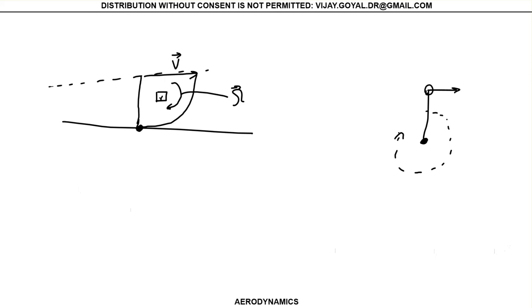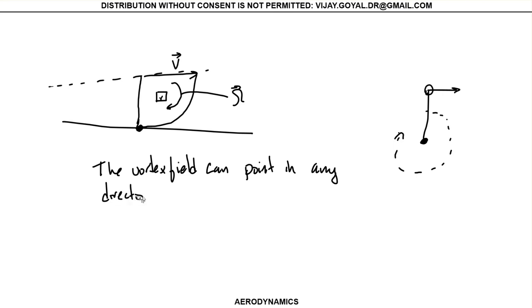Now, the vortex field can point in any possible direction. So let me write this down. The vortex field can point in any direction. Okay. So let me show you an example.